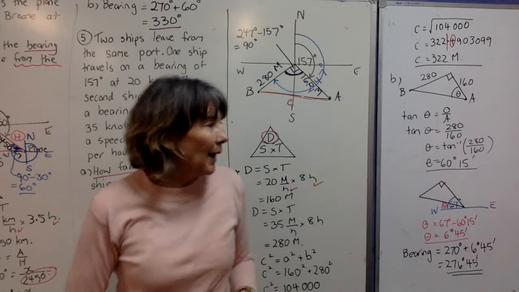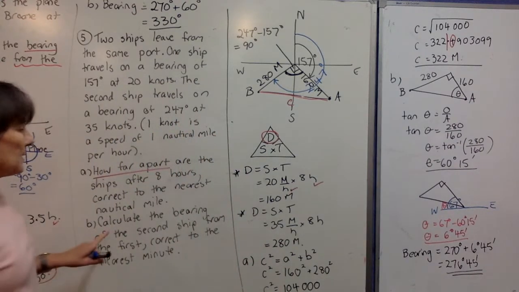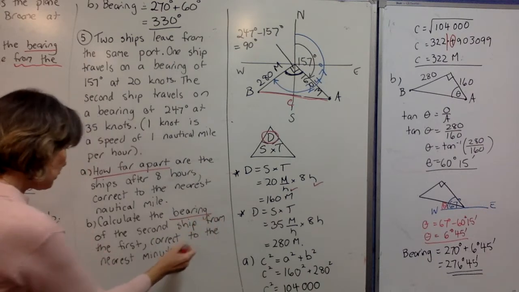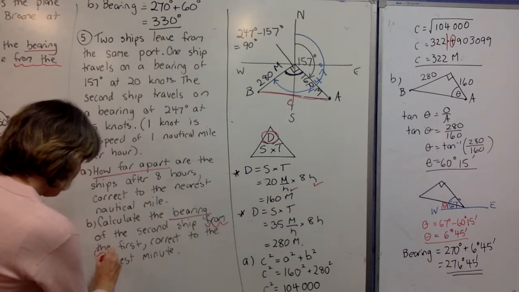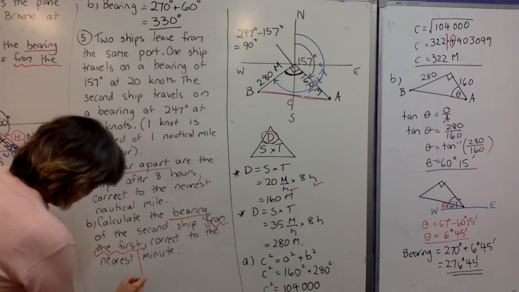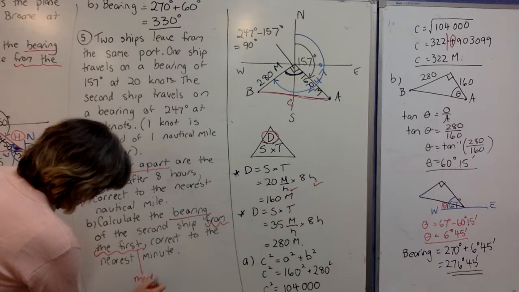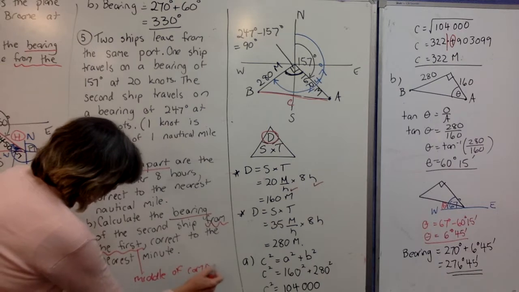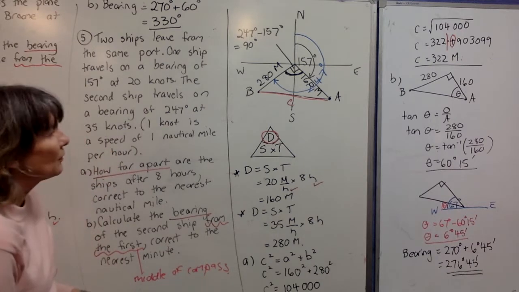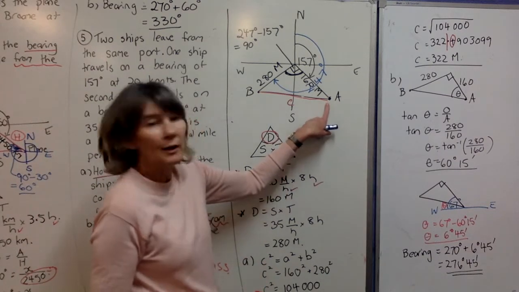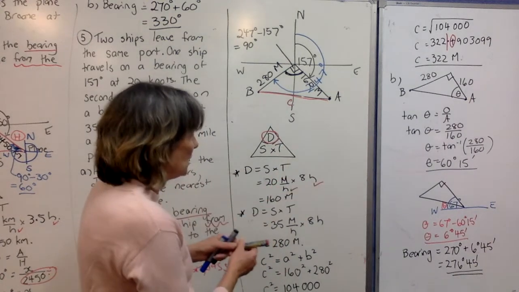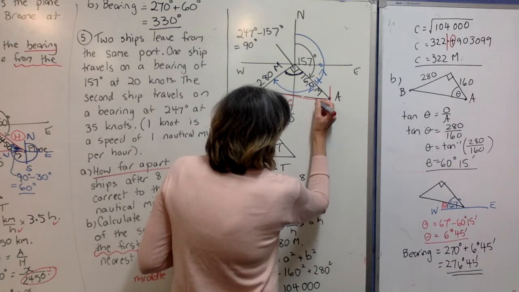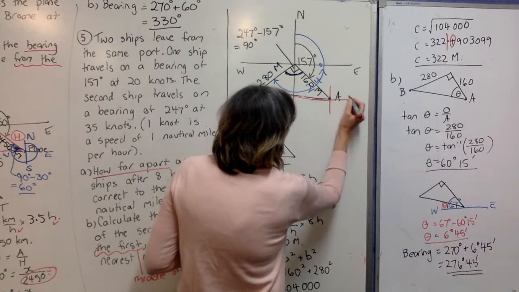Okay, now part B says calculate the bearing of the second ship from the first. So the first ship needs to be in the middle of the compass. Let's have a look and see if the first ship is in the middle of the compass. That was ship A. No, it's not in the middle of the compass, so we need to draw a compass up around there so that that is in the middle.